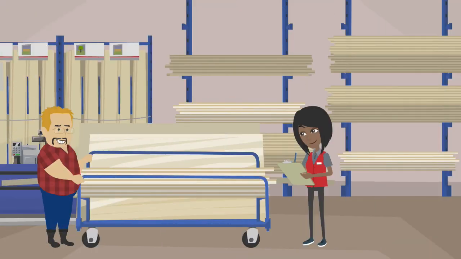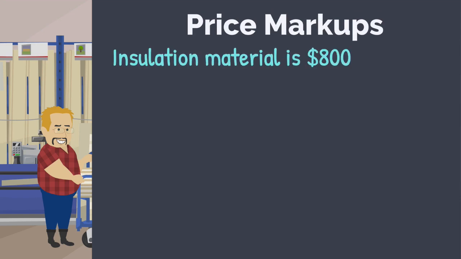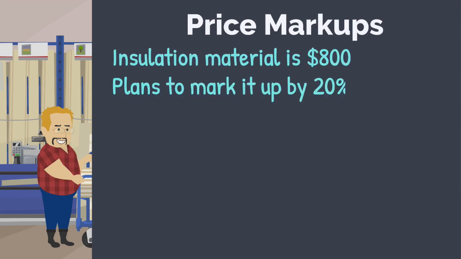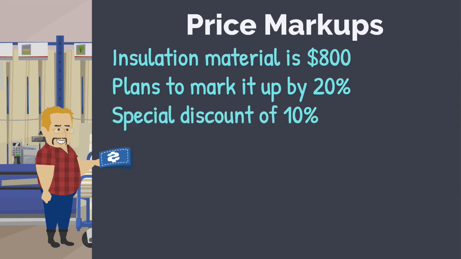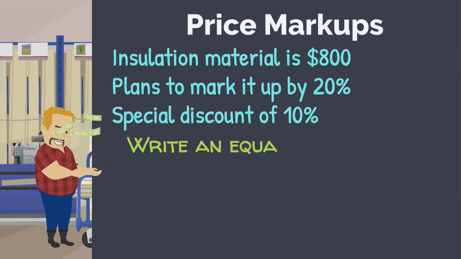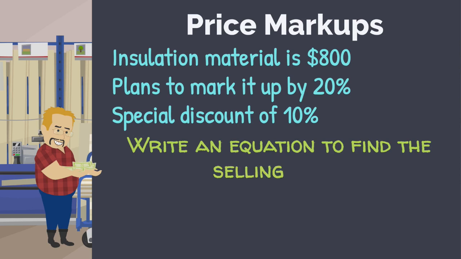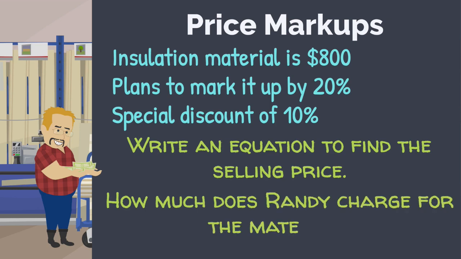Randy purchases insulation material for $800 and plans to mark it up by 20%. However, there's a special discount of 10%. Write an equation to find the selling price after the discount and markup. How much does Randy charge for the material?